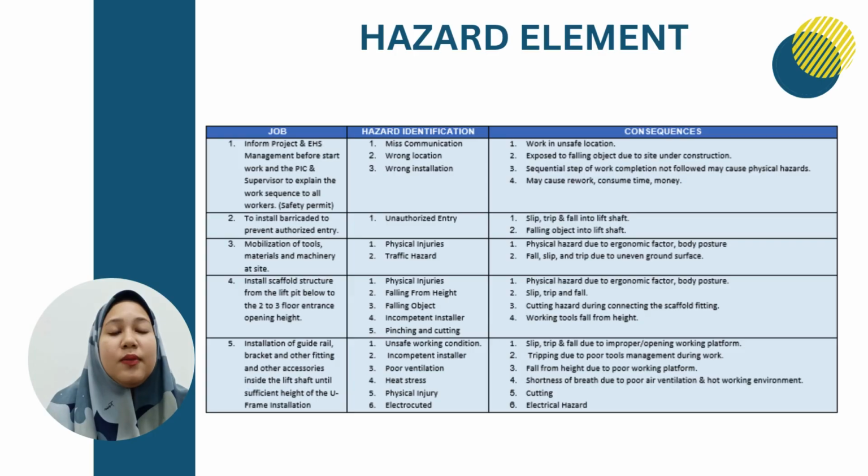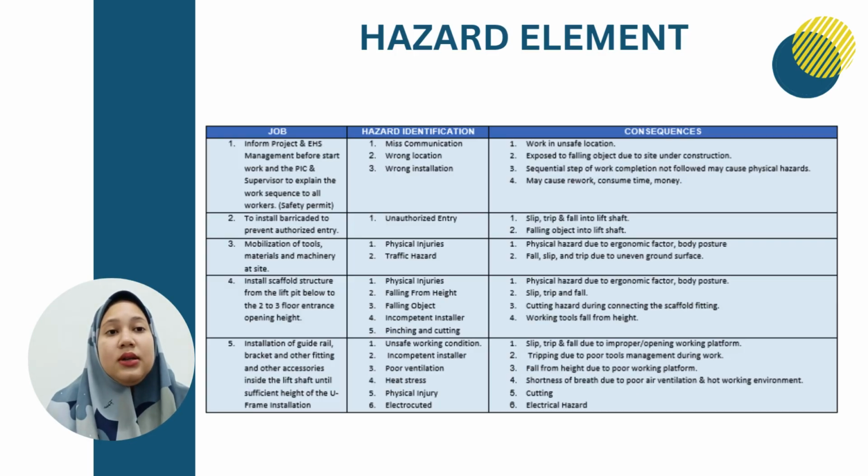The third one is mobilization of tools, machineries, and materials at the site. The workers might transfer all the items from the warehouse to the site. So the hazards that we are able to identify through this step are physical injuries and traffic hazard. The physical injuries are due to ergonomic factors and wrong body posture when you are transferring these materials. And workers are also exposed to fall, slip, and trip due to uneven ground surface.